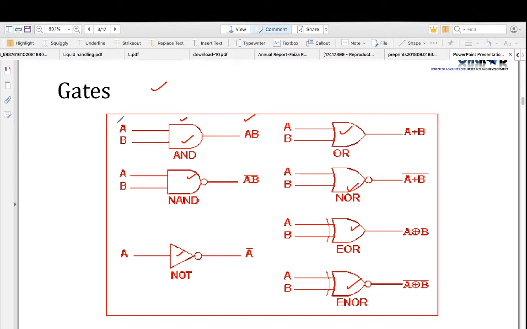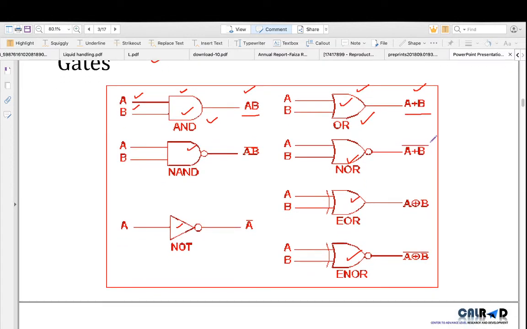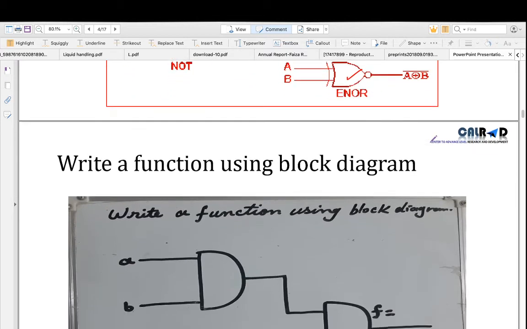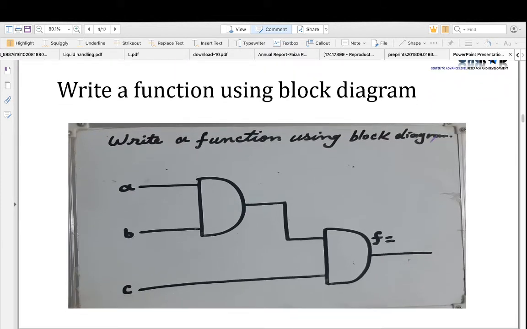So for today's lecture, at least remember the AND gate and OR gate, their shapes and their output. For example, in an AND gate, if we have inputs A and B, the output will be the product of both inputs, A into B. But in an OR gate, if the inputs are A and B, the output will be the sum of both inputs, that is A plus B. You have to remember these two things. So now let's start with writing a function equation using a block diagram.